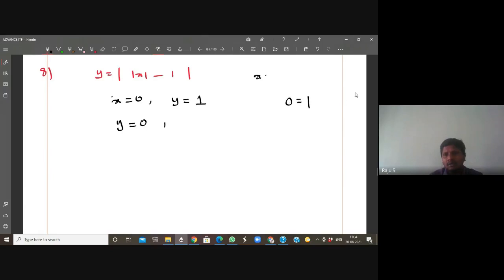0 is equal to modulus of x minus 1, so modulus x is equal to 1, x is equal to plus or minus 1. So x values are plus or minus 1.